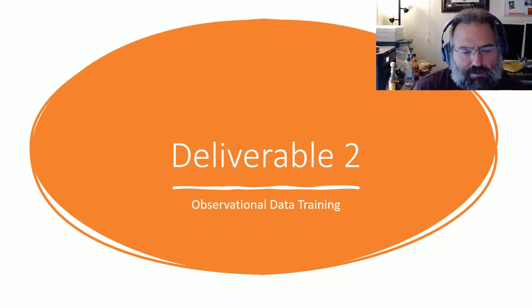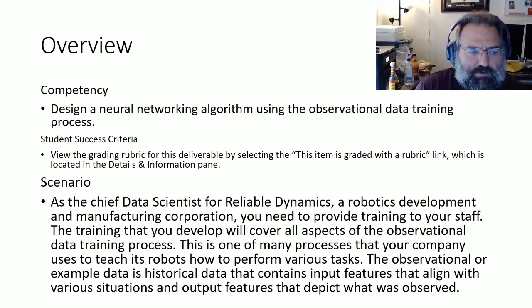So deliverable 2. Again, this is a little interesting because you're creating training materials about how to do data science training using observational data. So you're to design a set of training materials that would be administered to train staff on how you do training. So you're the chief data scientist for Reliable Dynamics. You do stuff with robots and manufacturing. You want to train your staff on how to do convolutional neural networks. So the training that you develop will cover all aspects of the observational data training process. This is one of many processes that your company uses to teach its robots how to perform various tasks. The observational or example data is historical data that contains input features that align with various situations and output features that depict what was observed.